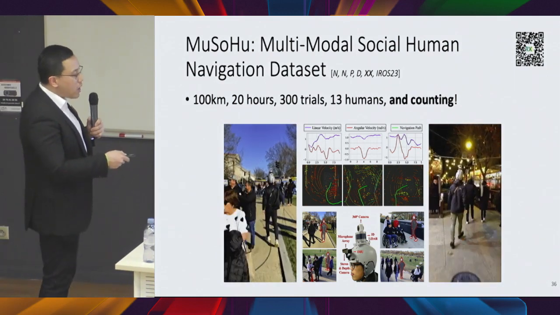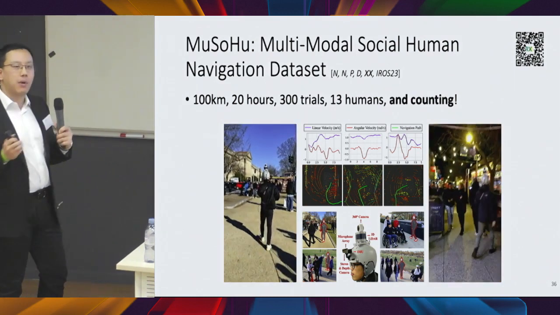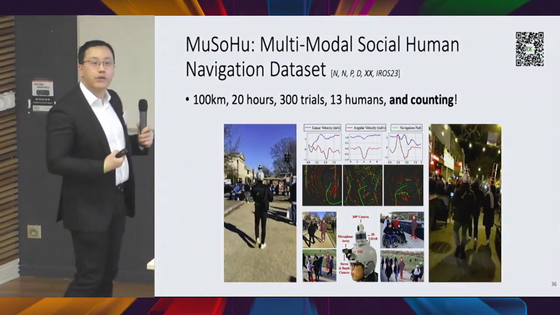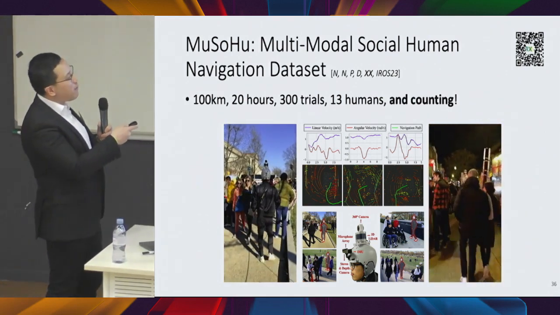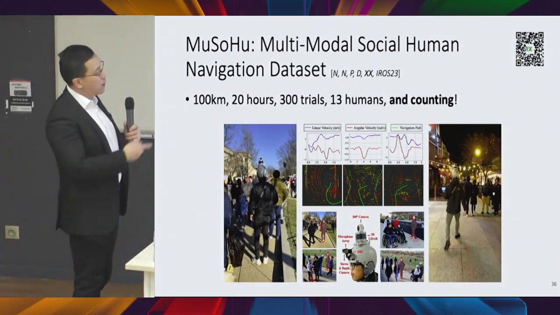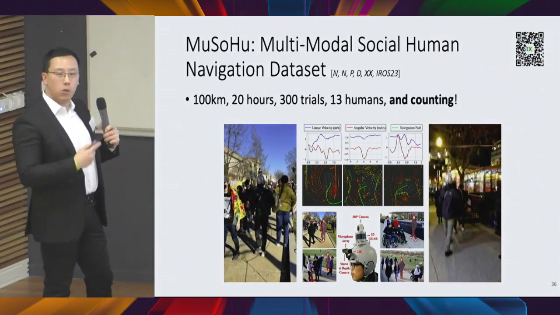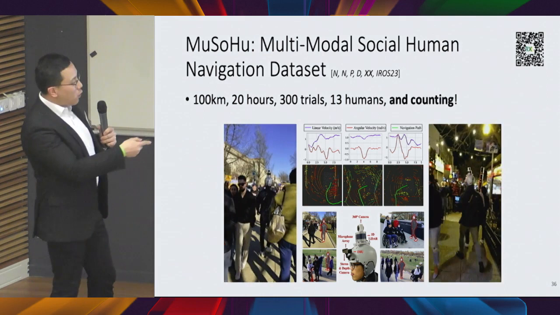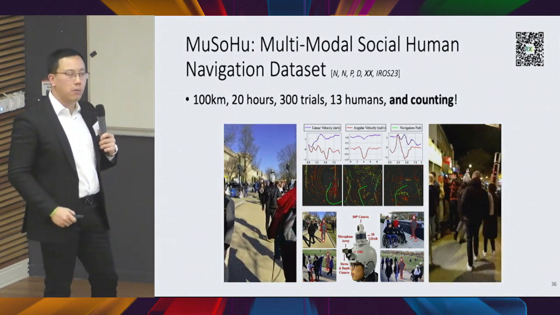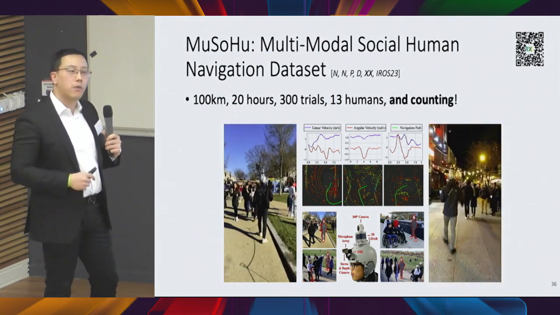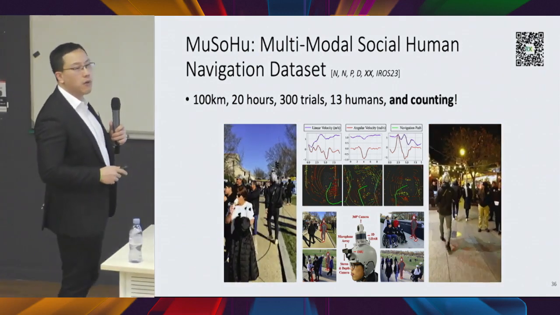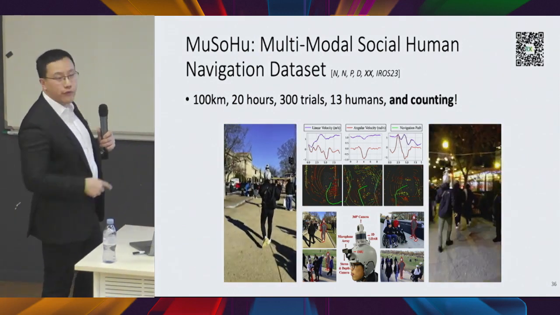So we just need to wear this helmet, walk around any public spaces, and let all the data stream in, right? This is why we have a much larger data set compared to SCAND. We already have 100 kilometers, 20 hours, 300 trials, 13 humans' data, and we are still collecting. For example, we collected this data in the National Mall in the Washington, D.C. area, underneath the Washington Monument. As you can see, lots of tourists here.